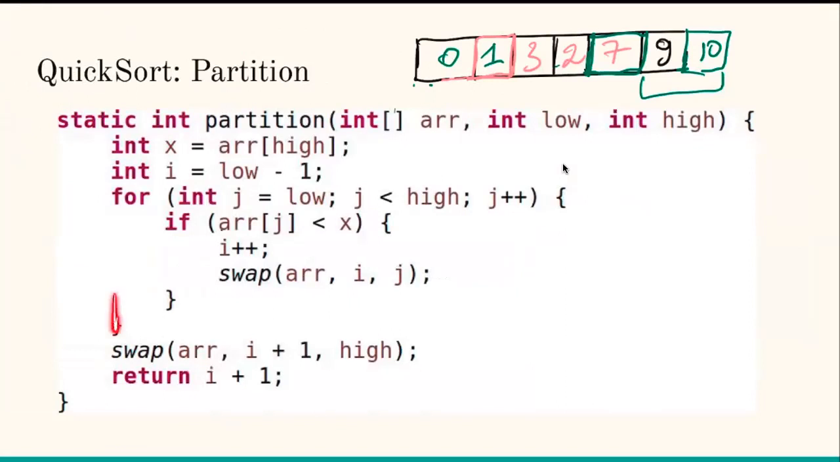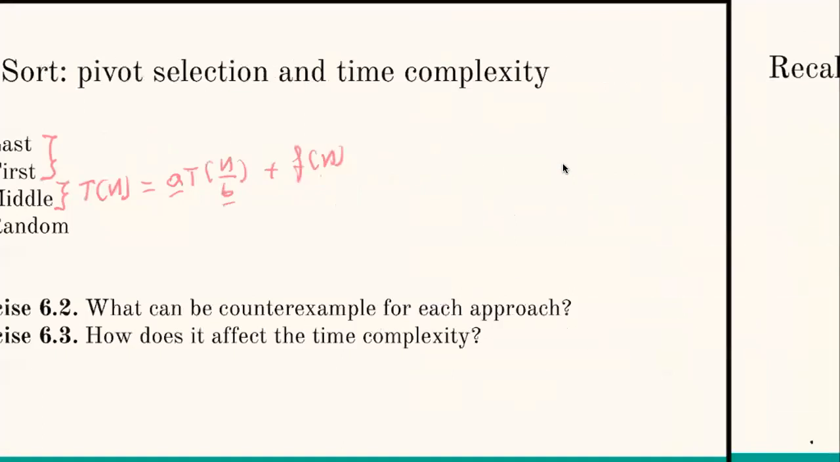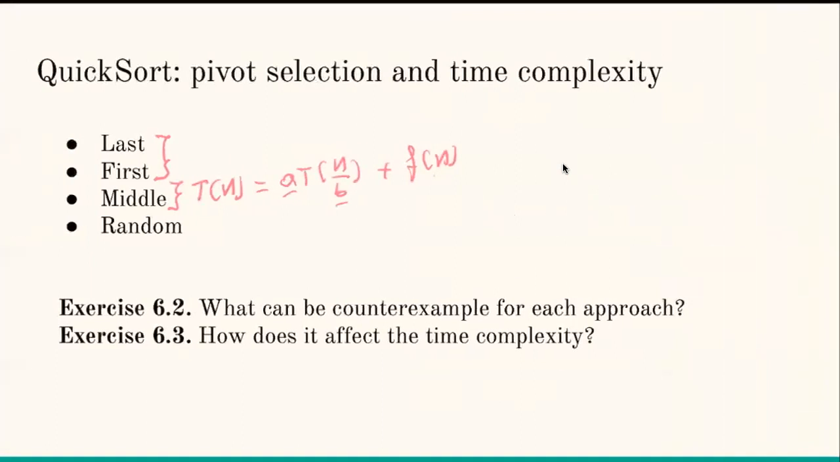Exactly, it is exactly n, because it looped through the size of the input sequence. So now we know what A is, what B is, and what f of n is. So we can come back and write down the recursive relation. This tells us that A is 2, B is also 2, and f of n is big O of n.